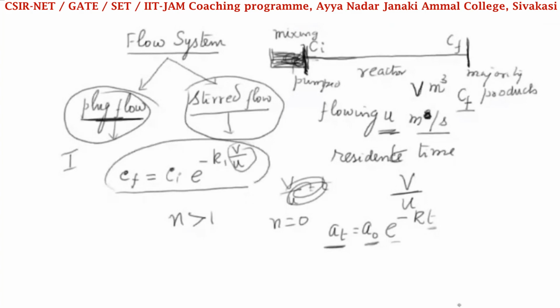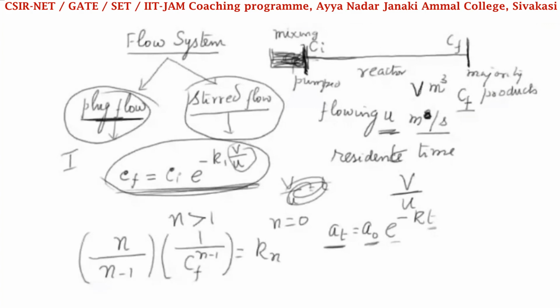Therefore, we have derived a separate one. For n greater than 1, the general equation is n divided by n minus 1 into 1 by CF, where CF is the concentration at the exit point, power n minus 1, into Kn. Kn is the nth order rate constant, and into V by U, where V is the volume of the reactor, U is the flow rate.